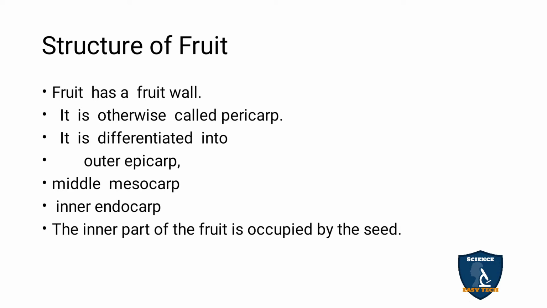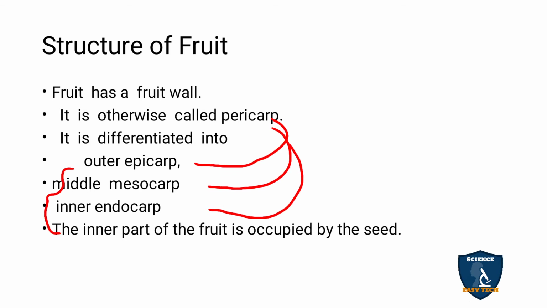Structure of a fruit. The fruit has three wall layers, called the fruit wall or pericarp. The pericarp is differentiated into outer epicarp, middle mesocarp and inner endocarp. These three layers form the fruit wall or pericarp. The inner part of the fruit is composed of seeds.